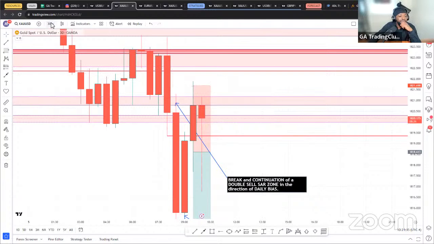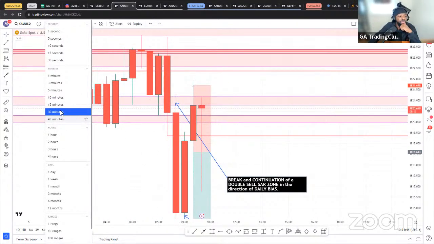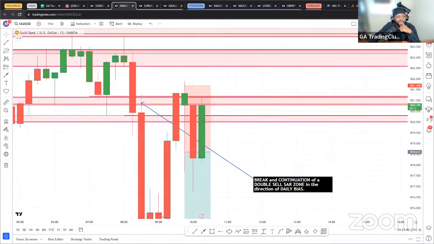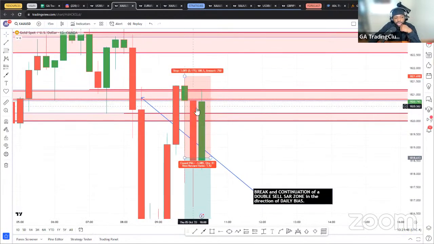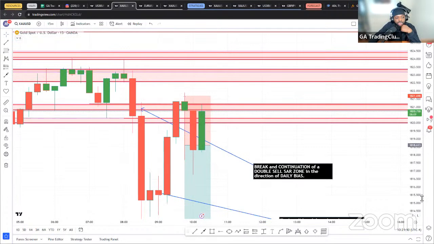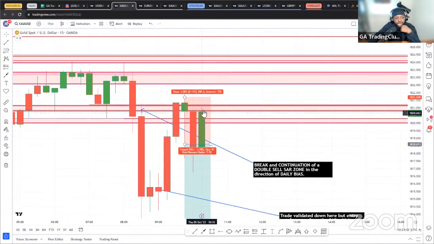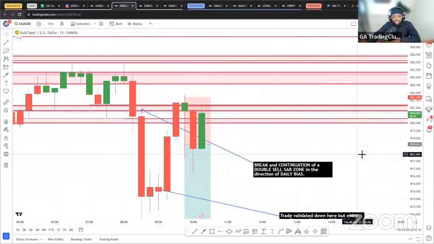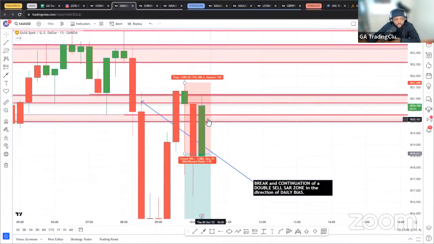But that's on the 30 minutes. So you would need gold to retrace all the way up here and give you a test and rejection entry up there. But if we go back to the 15-minute time frame, price is currently where it was for the entry we just entered. So there's this SAR zone right there. But what else do we have? We have this zone that's down here.